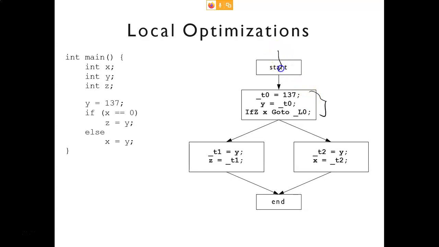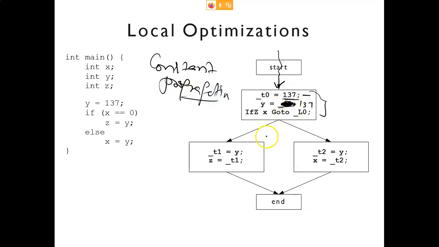Now the compiler is reading your program, and it comes here: T0 is being assigned the value 137. Now you are assigning T0 to Y. So what you can do is replace this T0 with directly 137, because you are assigning 137 to T0, and T0 to Y. This is called constant propagation. We will see this in detail after some time, but this is how we do constant propagation.